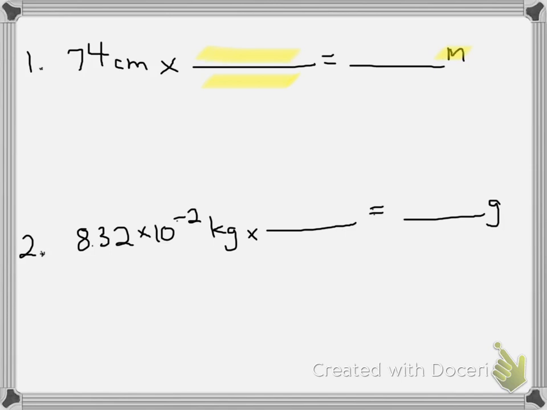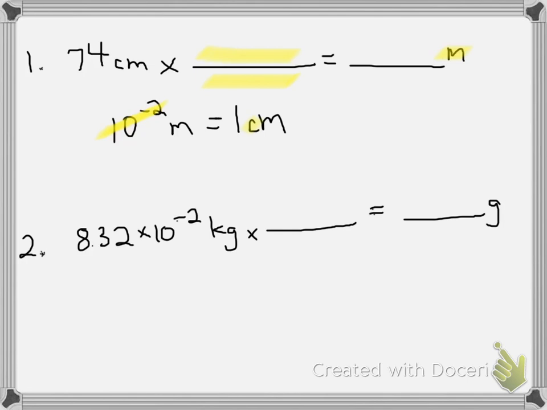I'm not changing the value. I'm really going to be multiplying 74 centimeters times 1. So I don't change that value, but I want to convert the units. So I know that centi means 10 to the negative 2nd meters. So 10 to the negative 2nd meters would equal 1 centimeter, because centi and 10 to the negative 2nd are the same. That's what centi means, 10 to the negative 2nd. So this is called an equivalence factor.